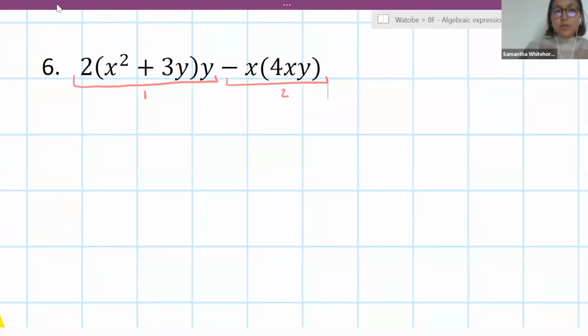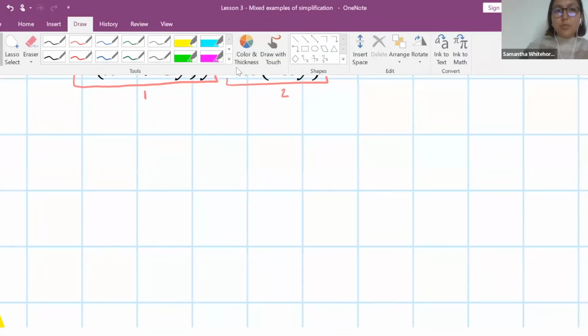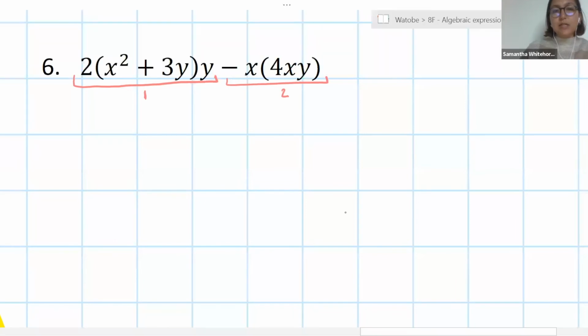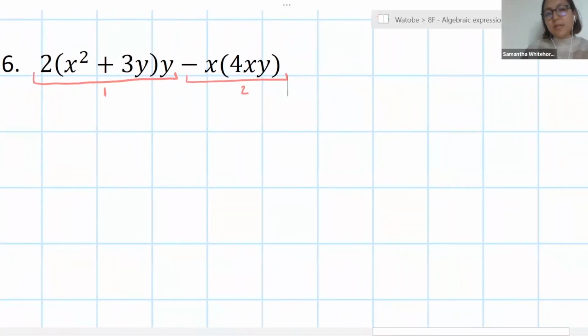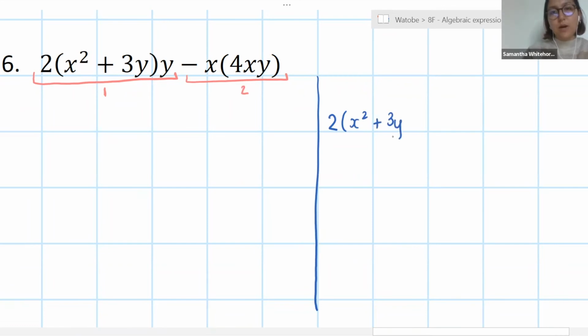Step 2 is to simplify each term. So what we're actually going to do is I'm going to consider each term separately. So I've got a little bit of space on the side here, which I'm going to go and work with. So my first term that I want to simplify is 2 times the bracket x squared plus 3y times y. Now, this is one that we did discuss the other day, but we're going to discuss it again just so that we all know what's happening.